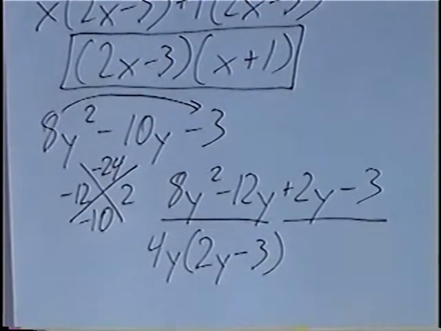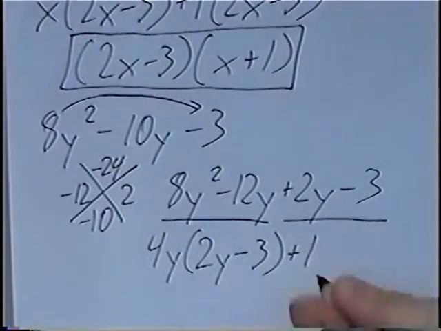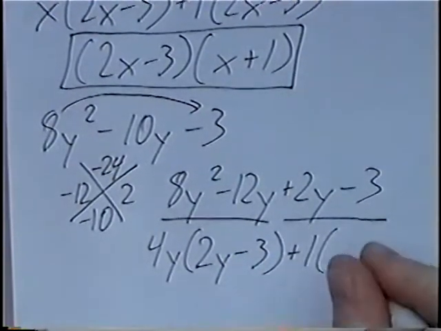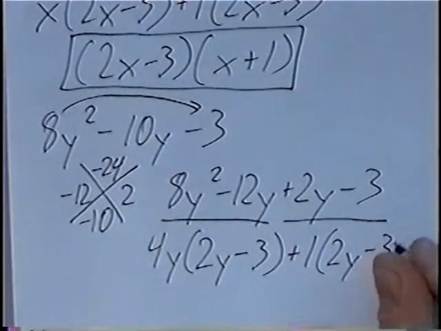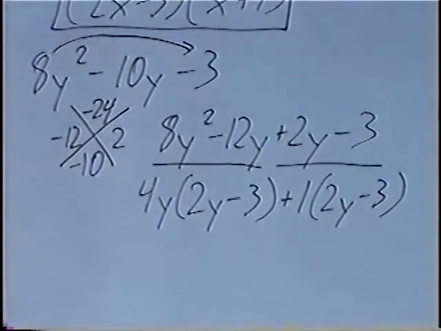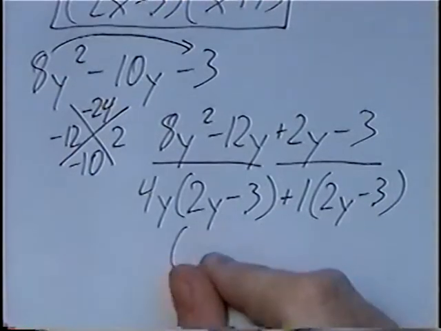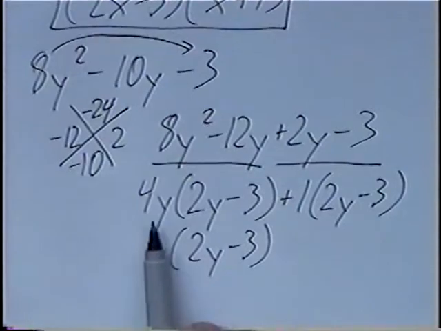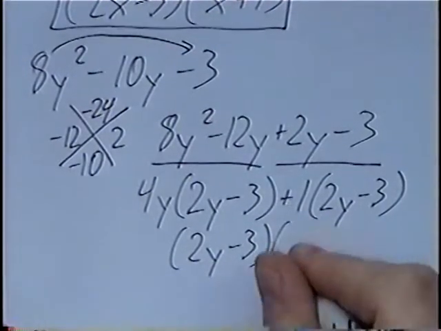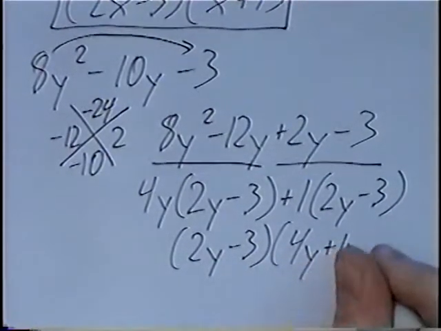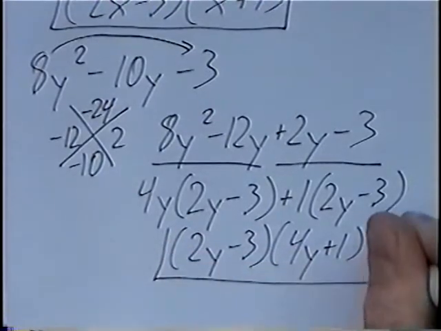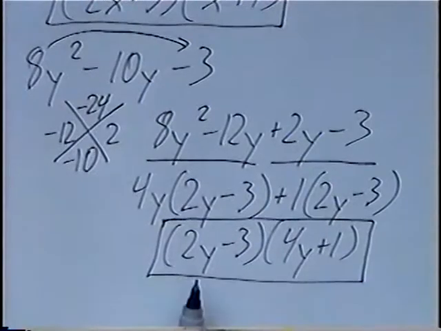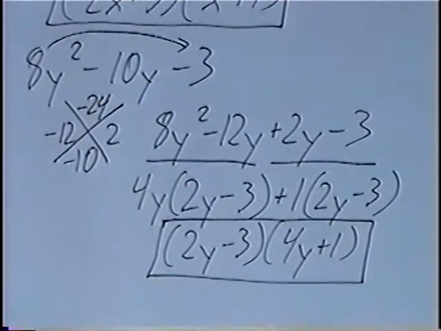Last two terms, 2y minus 3. There's no number besides 1 that divides both of those. Dividing by 1 would stay the same, 2y minus 3. And again, the parentheses match up, so we'll have 2y minus 3 as our first answer, and the terms on the outside, 4y plus 1. So our final answer, after factoring with a coefficient in front of y squared, is 2y minus 3 and 4y plus 1.